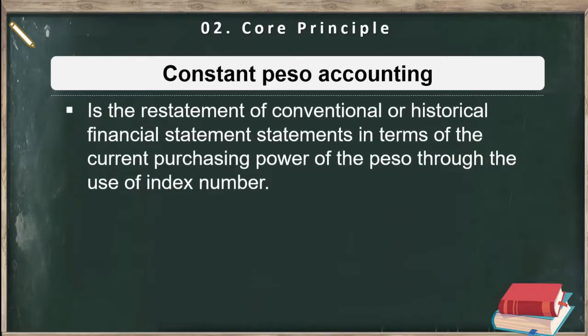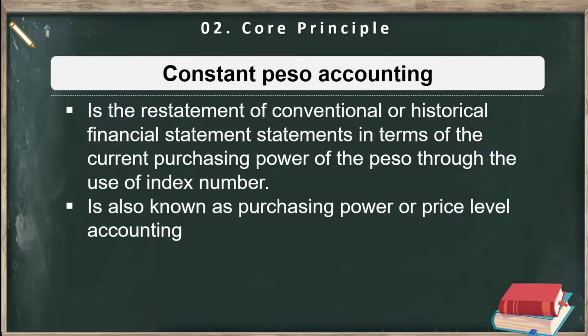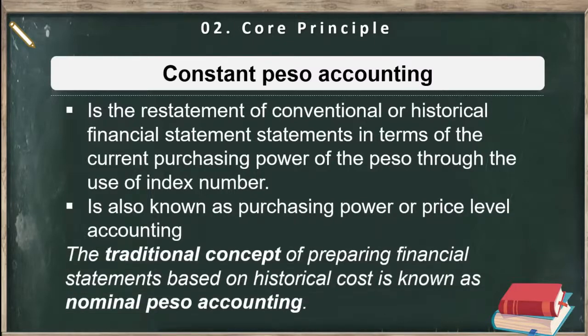Then we have the constant peso accounting. This is the restatement of conventional or historical financial statements in terms of the current purchasing power of the peso through the use of an index number. This is also known as purchasing power or price level accounting. So the traditional concept of preparing financial statements based on historical cost is known as nominal peso accounting. And if we restate the conventional or historical financial statements into the current purchasing power, that's called constant peso accounting.